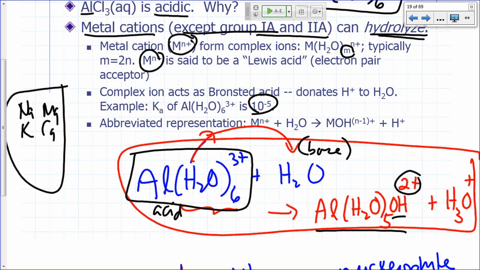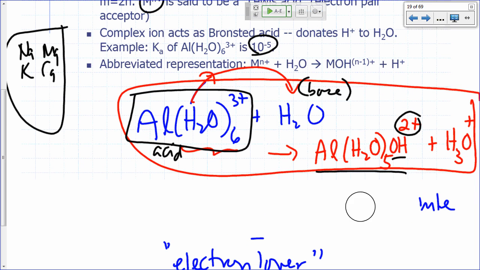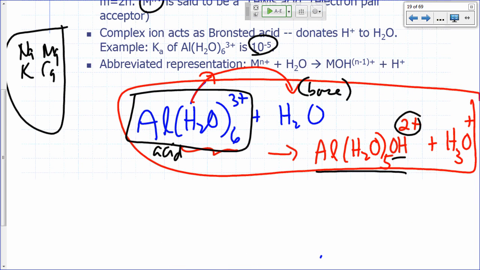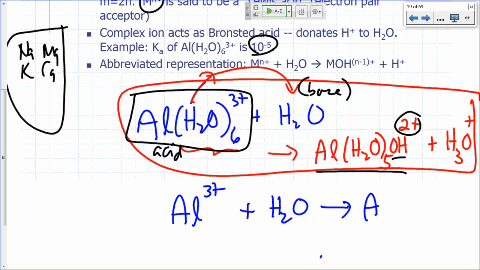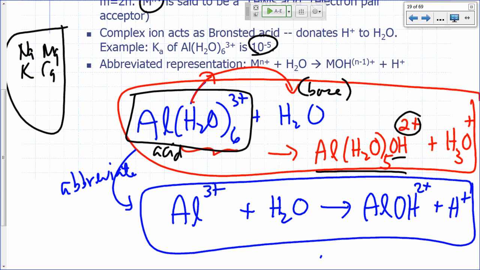Now you can abbreviate this in general, so we don't have to worry about exactly how many water molecules are attached to the cation. We can just say this is aluminum 3+ plus water. In essence, what it's done is pulled a hydroxide away from one of the water molecules, right? So you can say that's AlOH 2+ plus H+. So this is the abbreviation for what we wrote earlier. Hydrolysis reactions for cations would be like that.